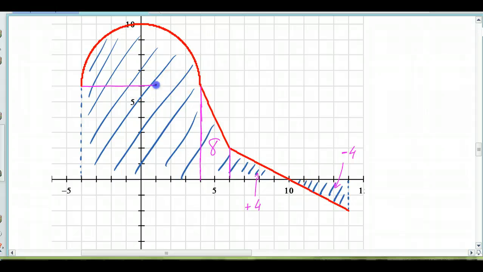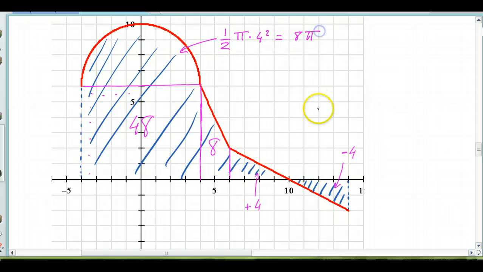Okay, what about this one? So what do we have here? Let's see, this piece right here is 48. What do we have here? Well, this is a semicircle, so it's going to be 1/2 pi r squared, pi times 4 squared, 16 divided by 2, 8. 8 pi. Okay, I think I got everything.